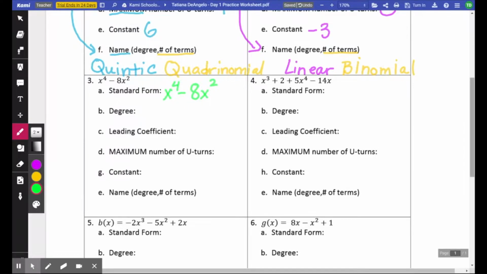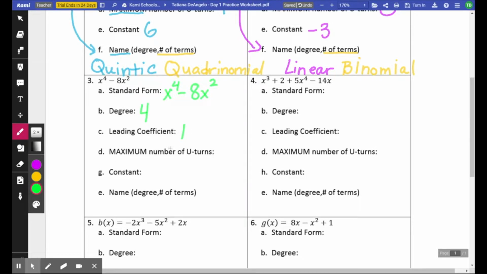So the degree is 4, right? It's on my leading term. That is the exponent that my leading term has, which is 4. Now it's asking for leading coefficient. I don't see a number in front of the x at all, which we should all know at this point means that it has a 1 in front of it.